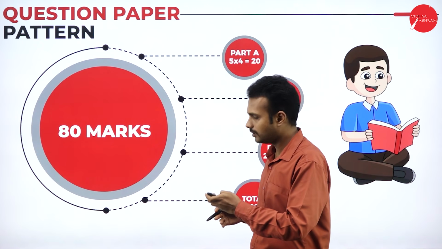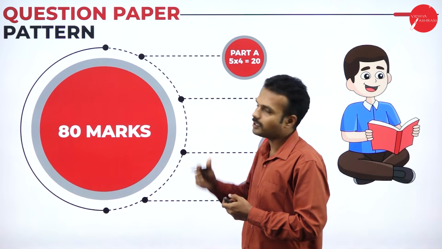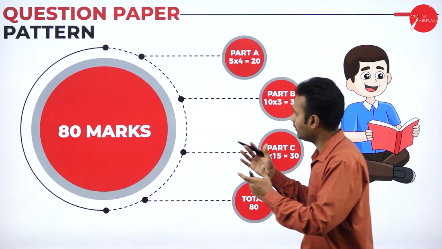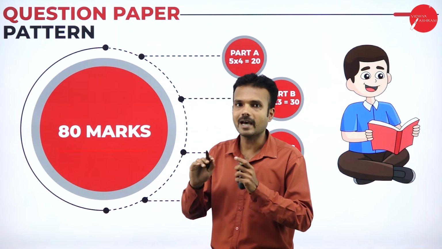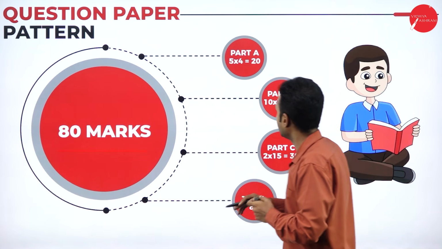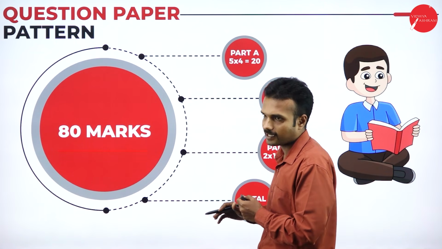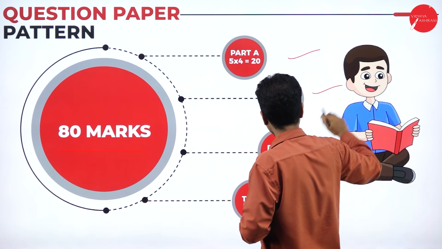So here it is an internal pattern. Here it is an external pattern. When it comes to your final exam, guys, your final exam paper is a valid paper of 80 marks, which has been split into three categories. That is part A, part B, and part C.